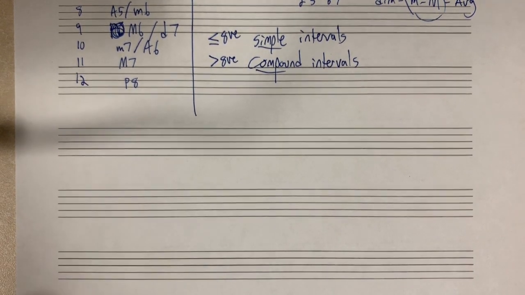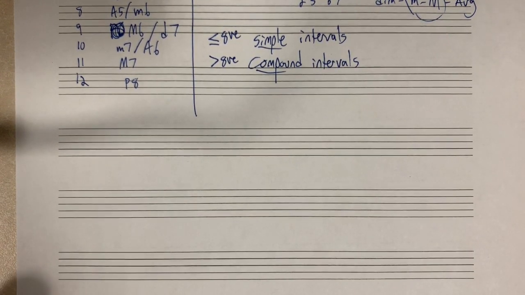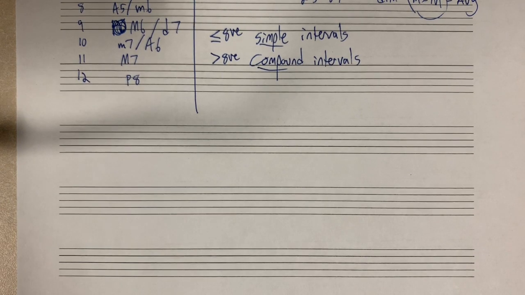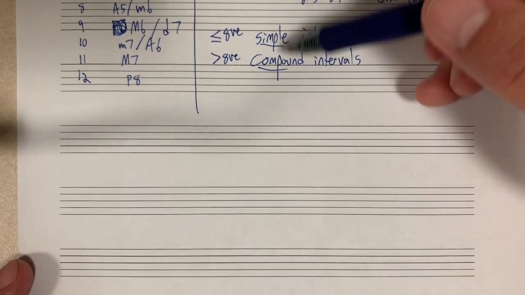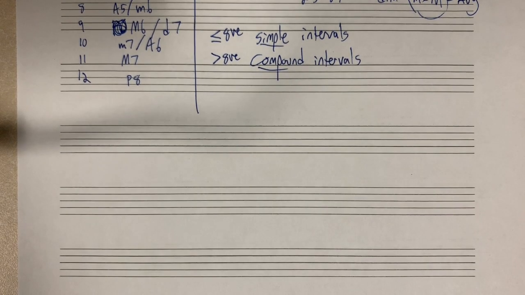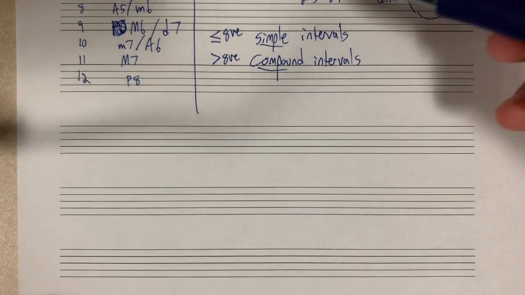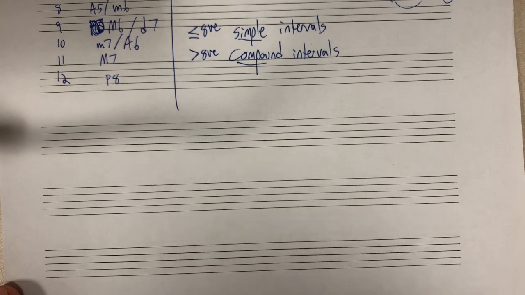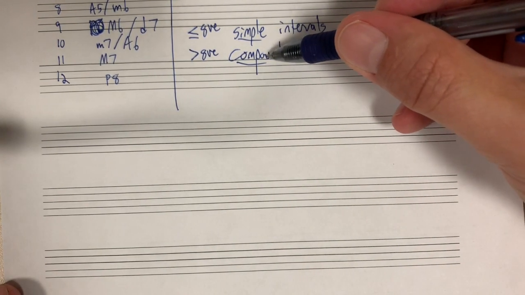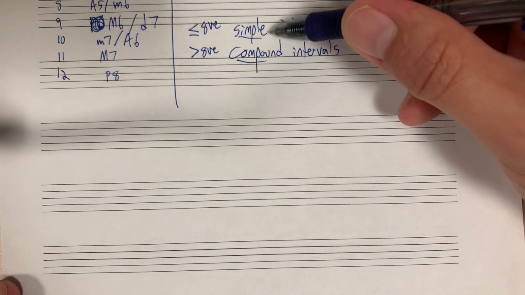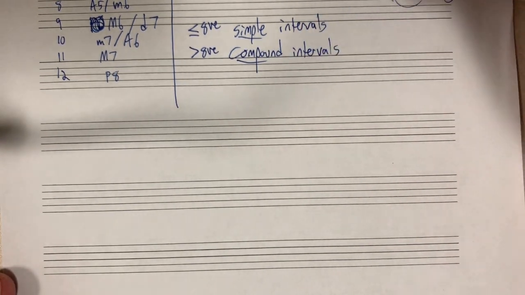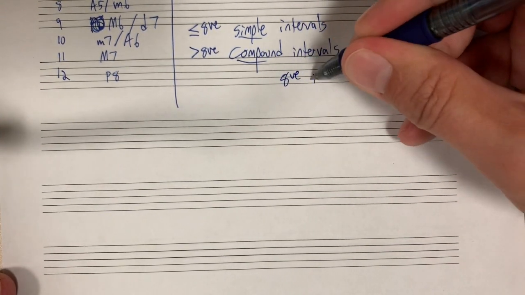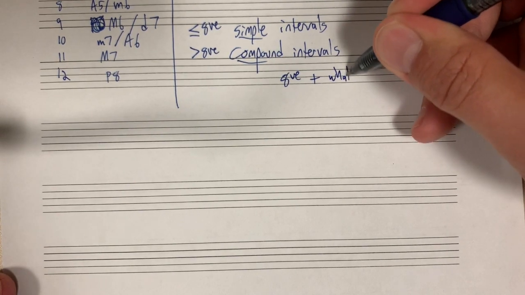Totally separate, totally different. In fact, in the world of time and meter, I don't understand why they use the word simple and compound. It doesn't really make sense to me. But in the world of intervals, these words do make sense. Compound is like a simple interval plus more. And so that's how we think of compound intervals. They're like an octave plus whatever.